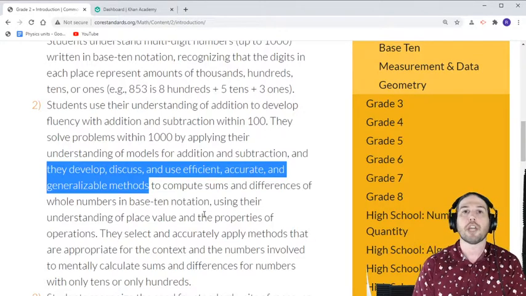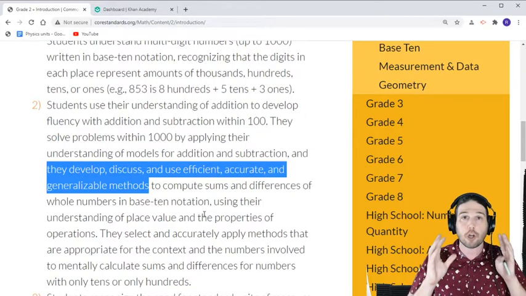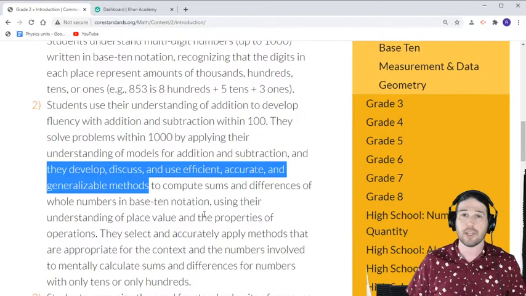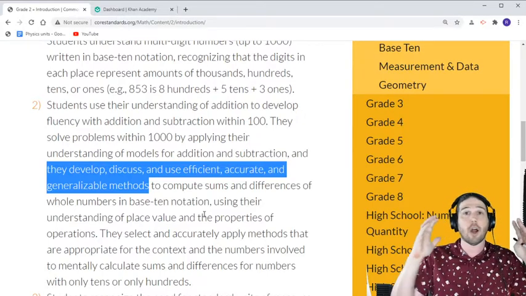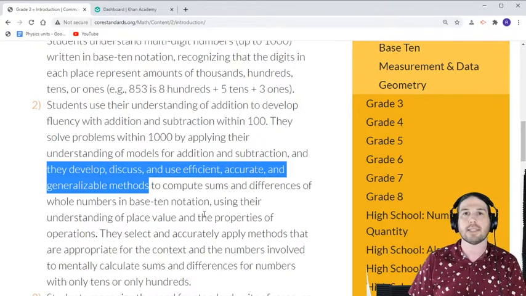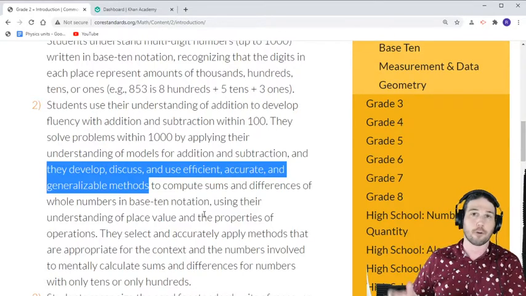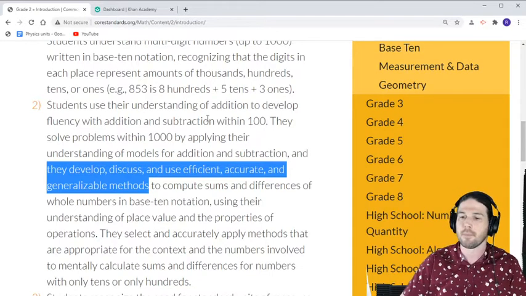And the thing about generalizable means that we can take those steps and then apply them to larger and larger sets of numbers, which is what we've been doing. We started out with addition within 10, and then within 20, and then within 100, and soon within 1,000. So all this means is using the same methods that you used for small numbers for other numbers, for big numbers, for later on negative numbers, that sort of thing.